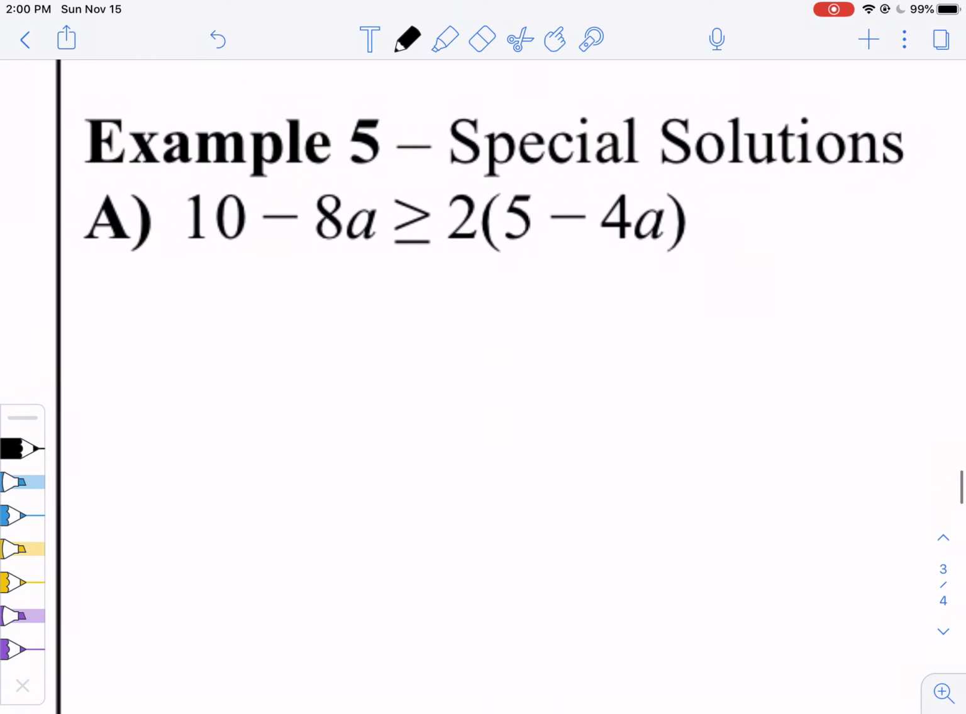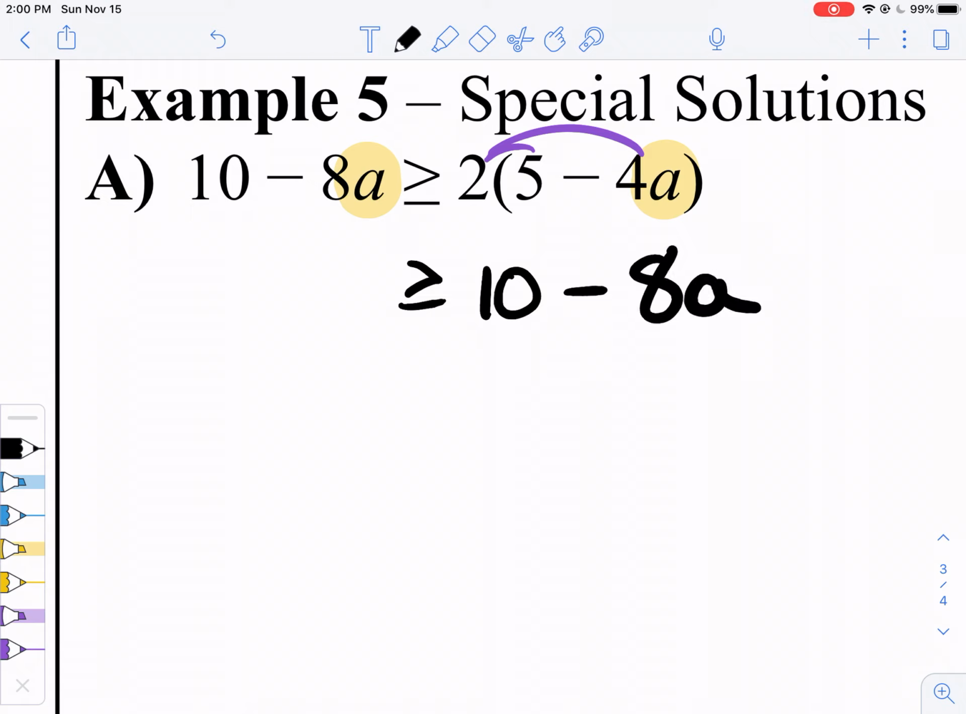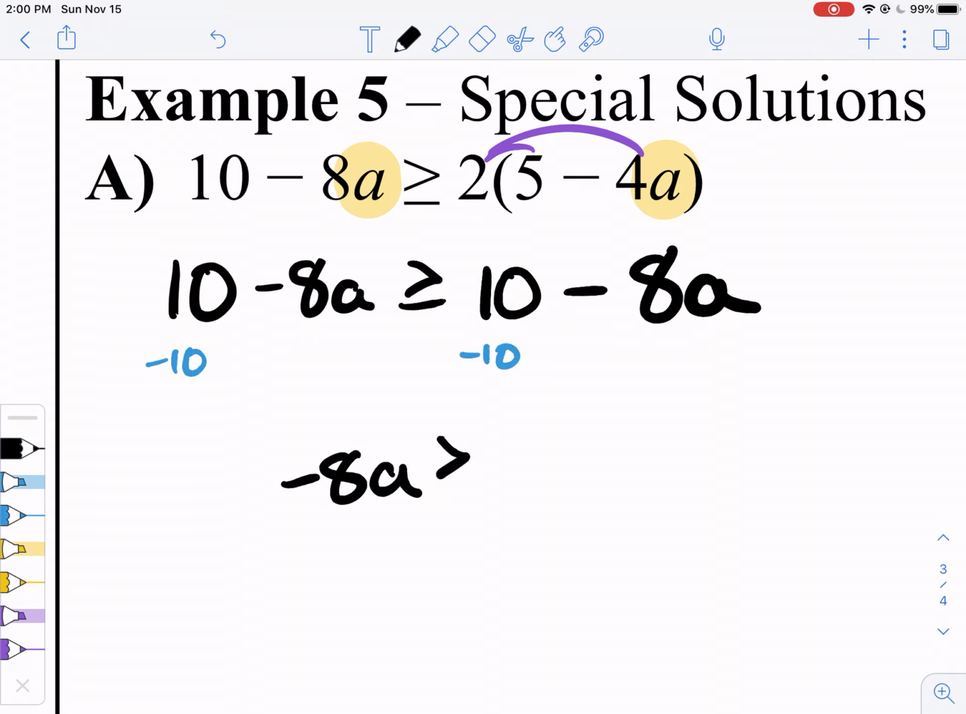And they're going to be a little special. So here we go. Okay, I see that we have some variables on both sides. And I also need to start out with some distribution. 2 times 5 is 10, minus 2 times 4 is 8, so we have 10 minus 8a. Well, guys, we have the same thing on both sides, and if we wanted to, we could subtract 10 from both sides, giving us negative 8a is greater than or equal to negative 8a.